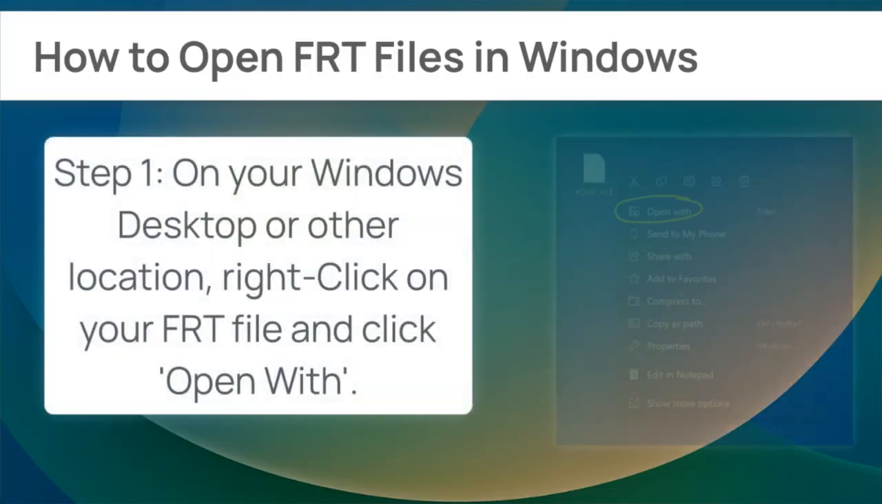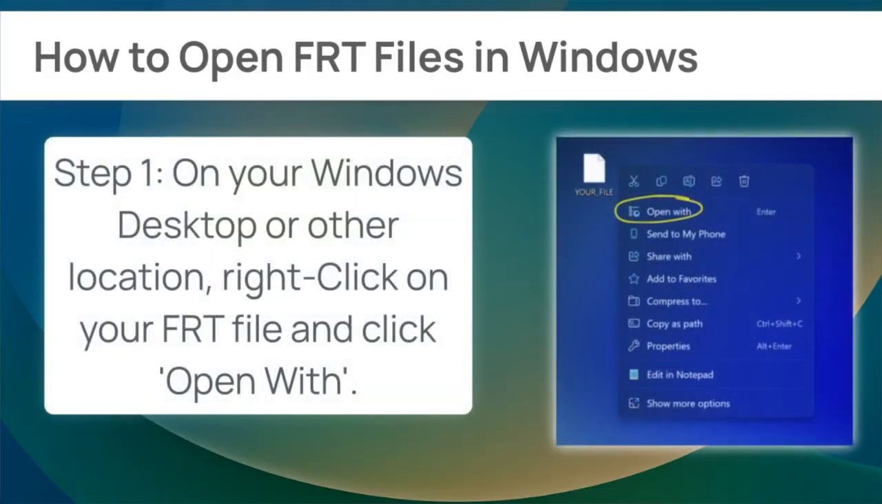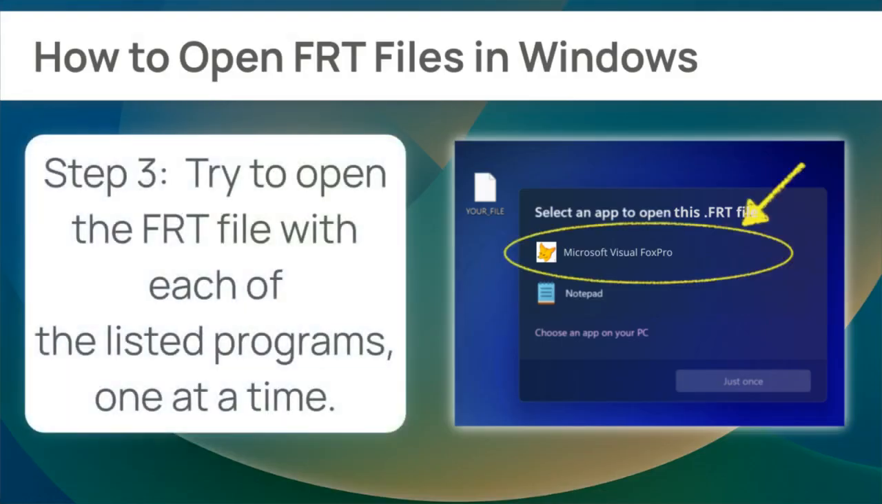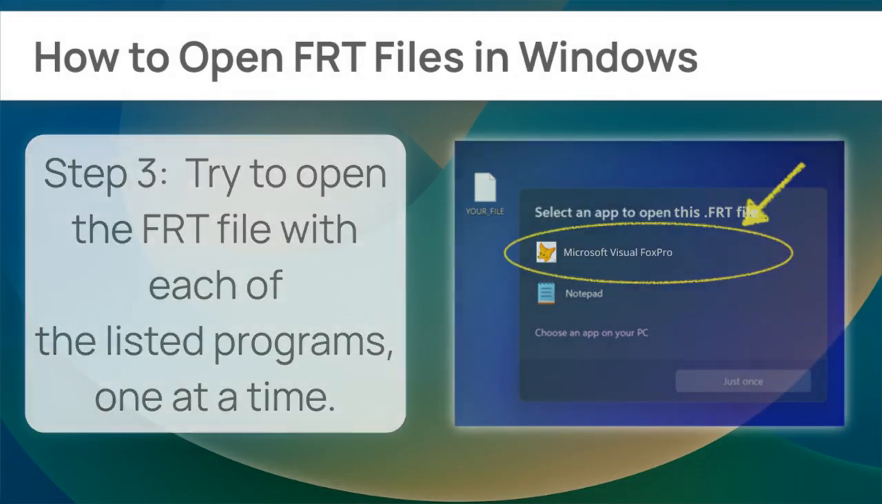Your first move is to identify the possible decoders. Right-click the FRT file and choose Open With. Use Microsoft Visual FoxPro if it is installed. If it's missing, select another program. Testing is the fastest diagnostic method.